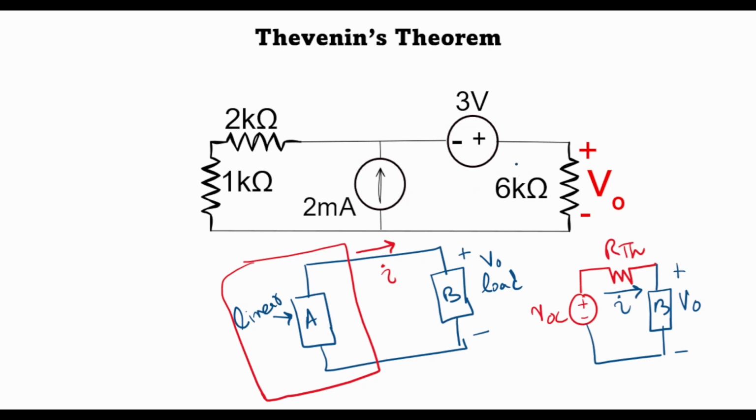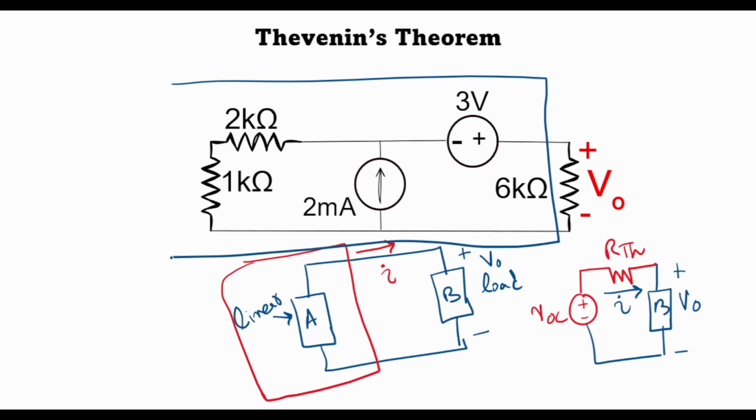So in this circuit, we are asked to find out the voltage across the 6 kilo ohm resistance. So this we identify as the load, and everything to the left of the load we can consider to be circuit A, and the load 6 kilo ohm as circuit B. So let's see how we can represent circuit A in terms of an open circuit voltage and a Thevenin's resistance.